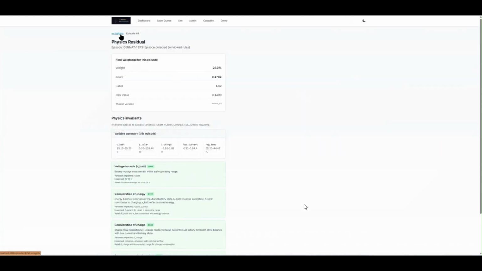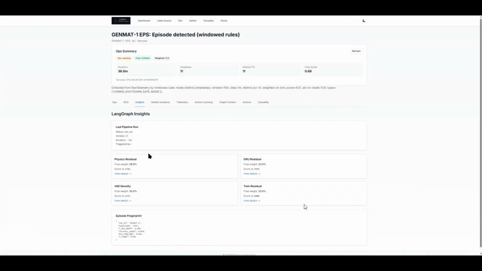And this GRU is temporal. VA is any novelty that you see in the data, like any unusual pattern, any unusual cluster. This thing will tell you. And then twin residual is, we have a digital twin concept also here. So that is also there. So this is the next important insight menu.